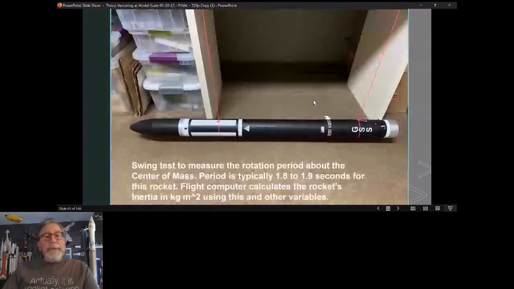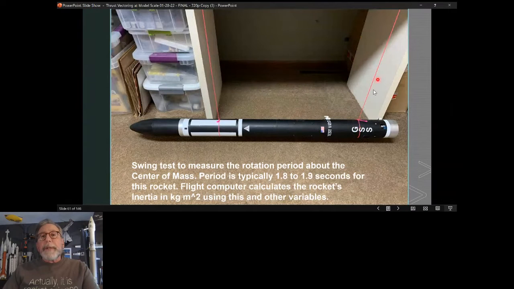Here it shows how you do the swing test. You hang the rocket from a couple strings. Center of mass is about here. You measure the distance from there to there, the length of the string, and the length from the center of mass to the thrust vector screws. Then you swing it back and forth around the center of mass and count how many times it swings. I usually do at least 10, maybe 20, and take an average.